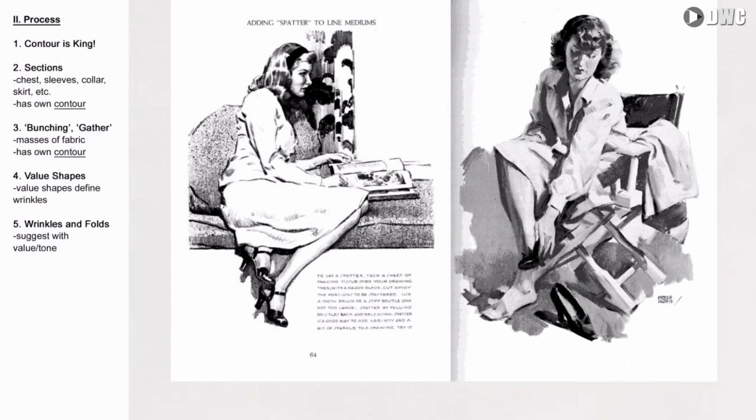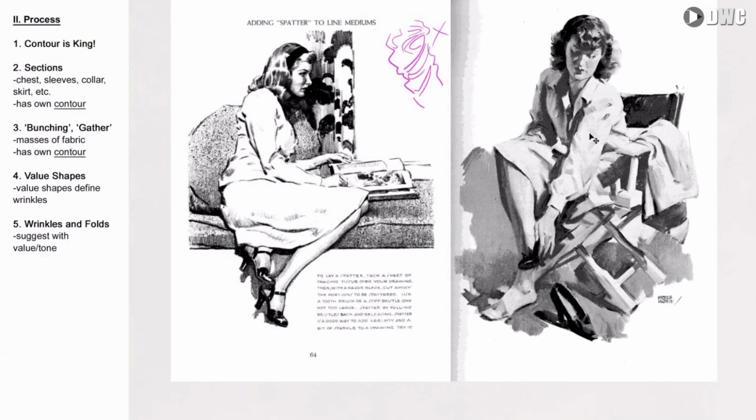So what I suggest is, just like Loomis, both of these drawings here are by Loomis, we want to suggest the fabric with value and tone instead of laboring to manually draw, you know, I got to draw the, there's a, there's a, right. Just a big old mess of line. It's better to be like Loomis and suggest with value and tone.